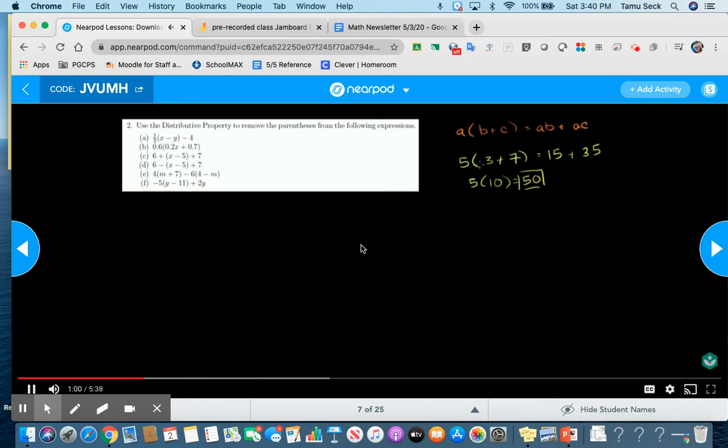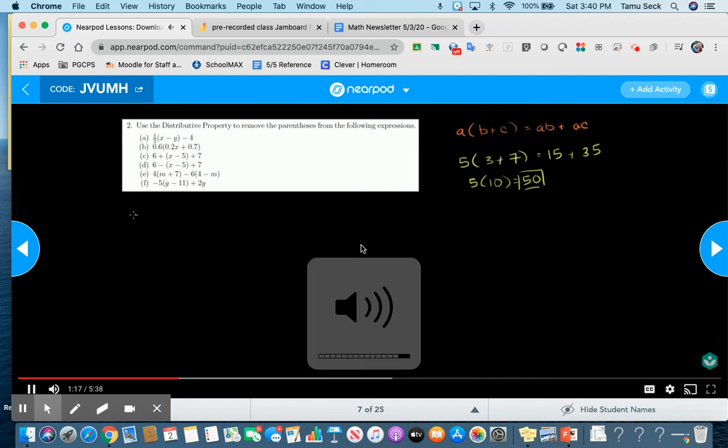If you only multiplied the 5 times the 3, you'd have 15 and then plus a 7. You'd get the wrong answer. If you're multiplying 5 times these things, you have to multiply 5 times both of these things because you're multiplying the sum of these guys. Anyway, let's just apply that to a sampling of these problems.